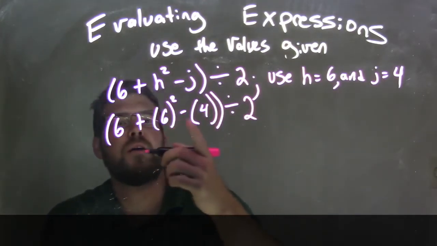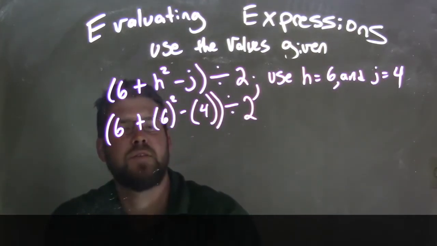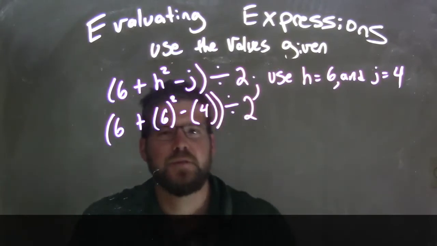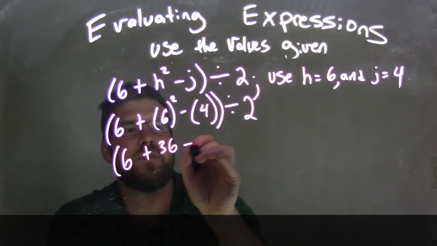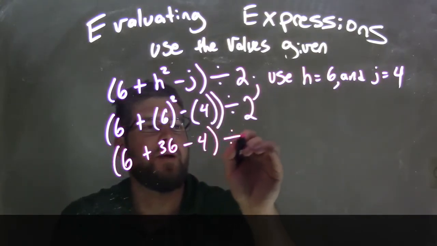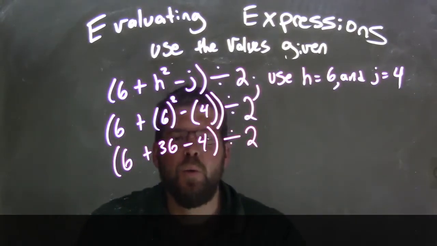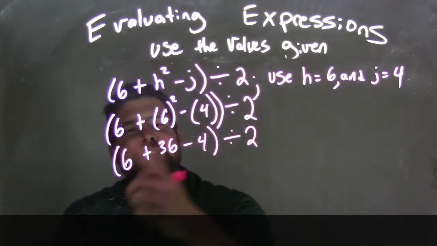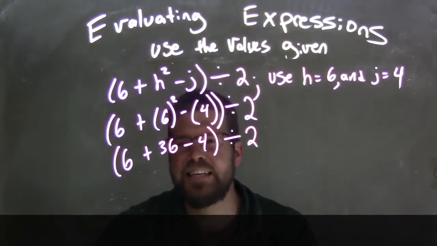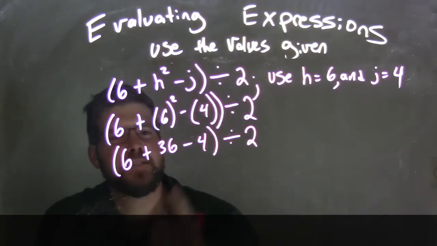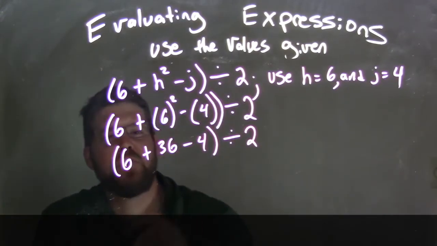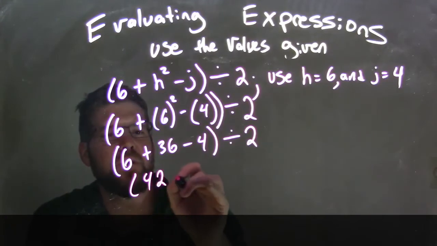So we have 6 squared minus 4 here going on, and we have plus 6 out here. Exponents come first. So 6 squared comes out to be 36. So 6 plus 36 minus 4 divided by 2. Well, now we have all of this inside the parentheses, okay? So we can deal with that all together if we like. So we have 6 plus 36 minus 4. Well, 6 plus 36 is 42 minus 4.